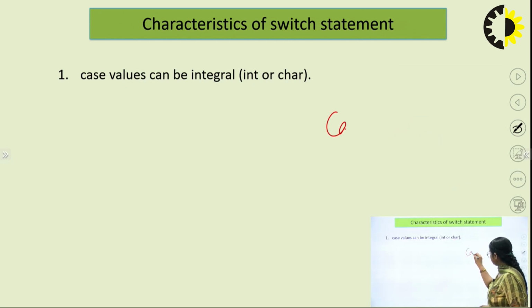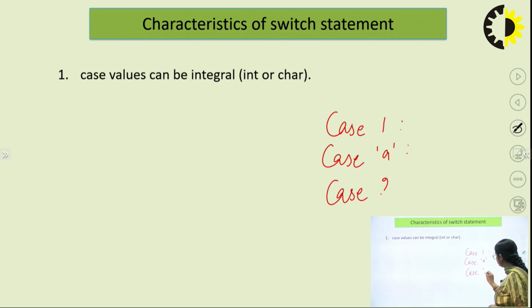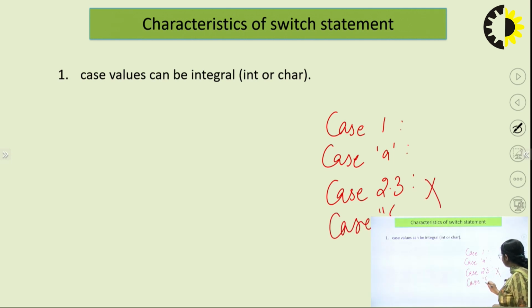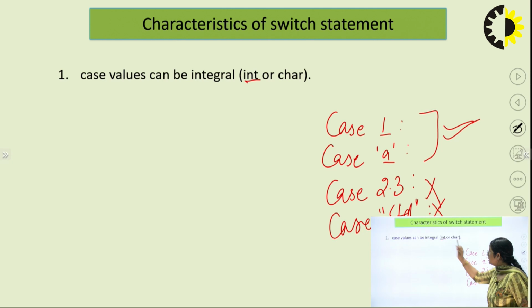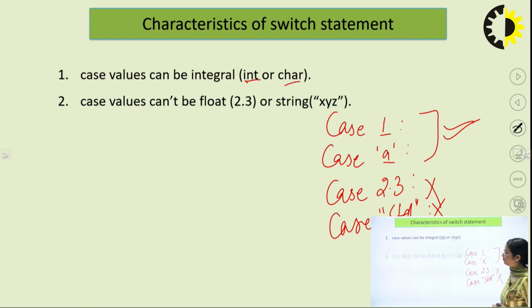Suppose case 1, this is allowed. Case A, this is also allowed. But if you are going to use something like 2.3, meaning any floating value, this is not allowed. If you are using some string value, suppose std or anything, this is also not allowed. Only these two types will be allowed: you can use int or you can use char.